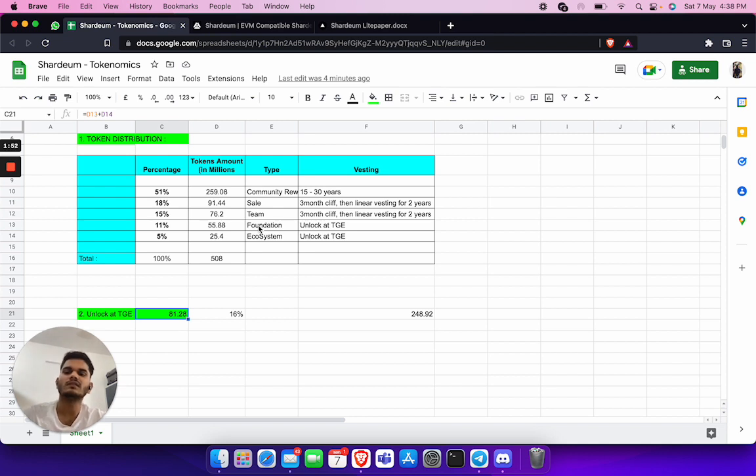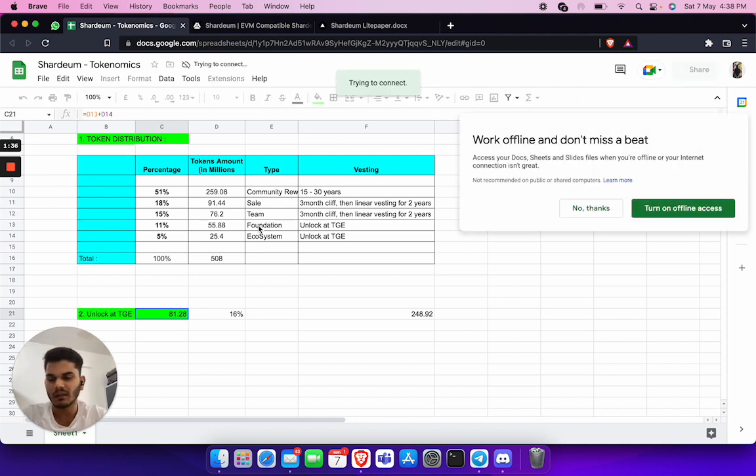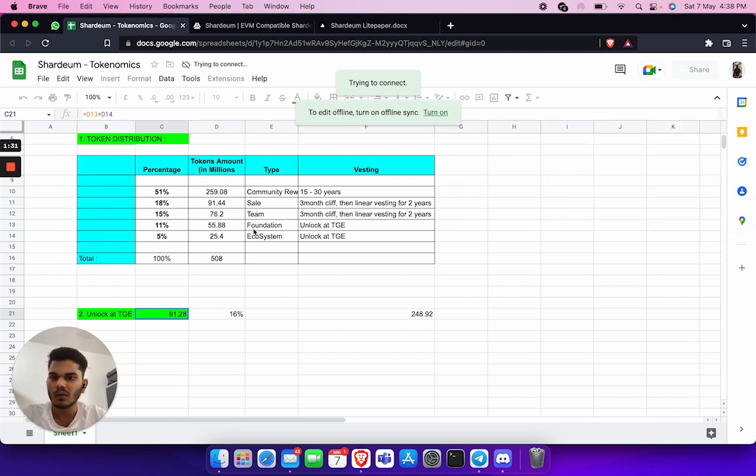Foundation is basically the reserves for the whole ecosystem. If in future developers are needed to develop the chain, these foundation tokens are used. And the 5% ecosystem includes all the airdrops and any developer testing for airdrops. All of these are included in the 5%. So these two are unlocked at TG.